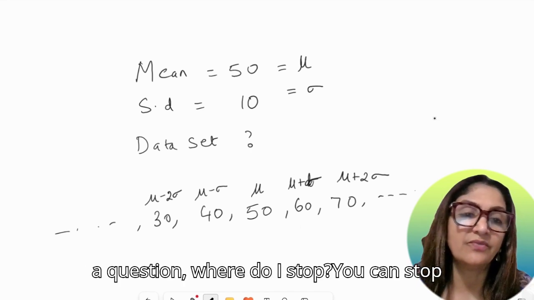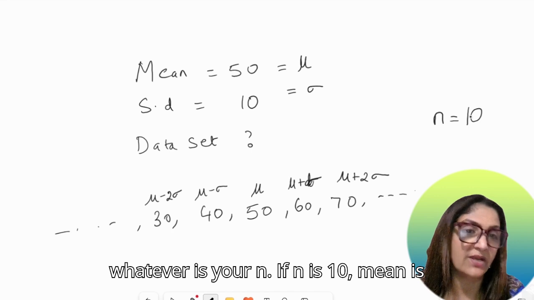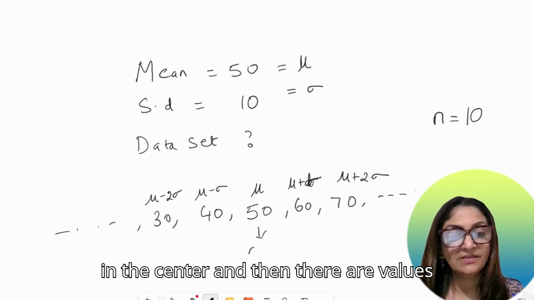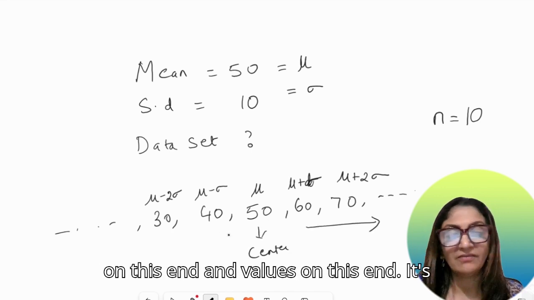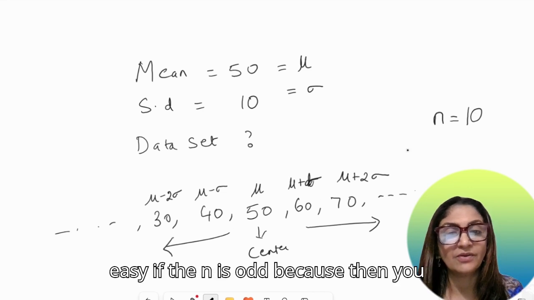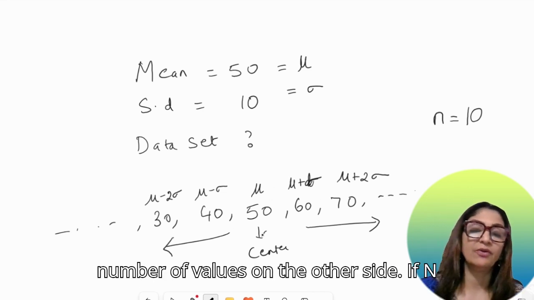You can also ask me a question, where do I stop? You can stop at whatever is your n. If n is 10, mean is in the center, and then there are values on this end and values on this end. It's easy if the n is odd because then you have one center value and then an equal number of values on the other side.